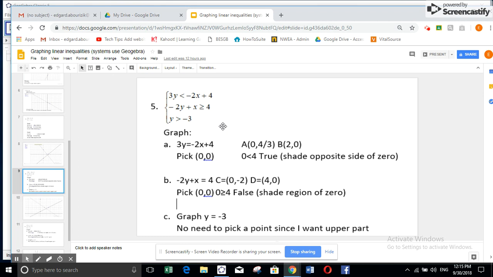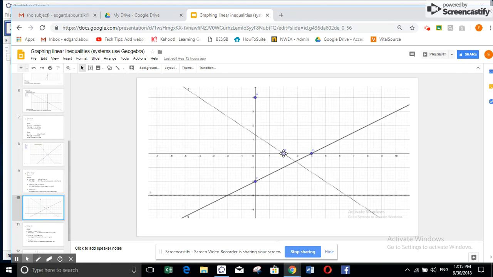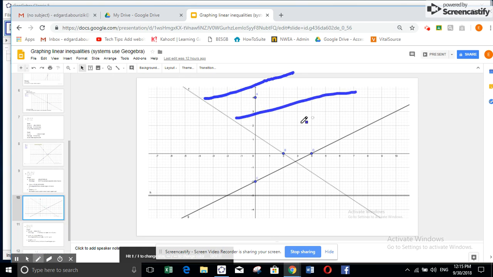Since the line will not pass through the origin, I pick the origin. In the first one, 0 less than 4. Is 0 less than 4? Yes, true. So I shade in the first one the opposite side of 0, because 0 was true. So this is the line I'm talking about. So I shade the opposite part of the origin.